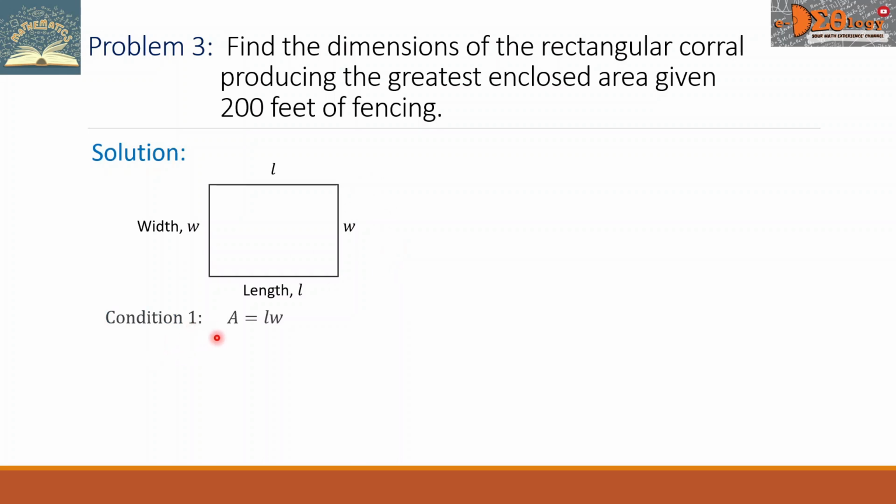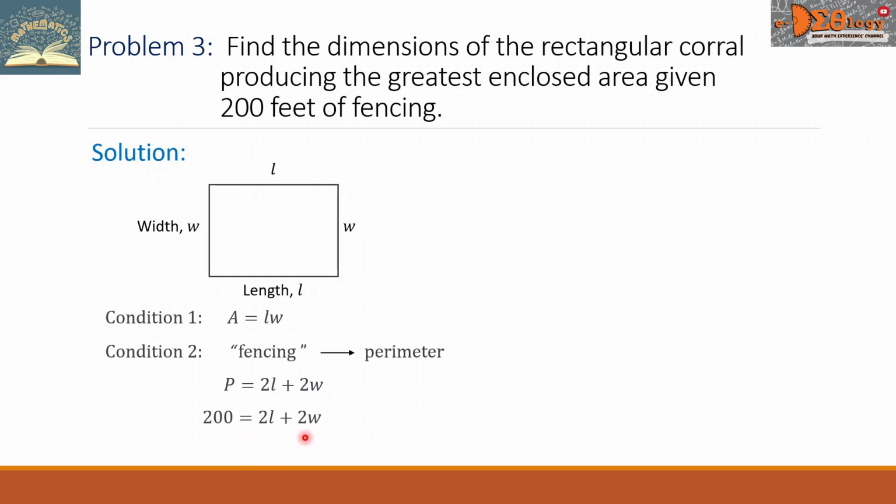Take note of condition 1. It is written here, area. This is the formula for the area of a rectangle, that is length times width. For the second condition, we see this word fencing. It denotes the perimeter of the rectangle. And the formula is P equals 2L plus 2W. We substitute now this 200 value for the P. We have 200 equals 2L plus 2W.